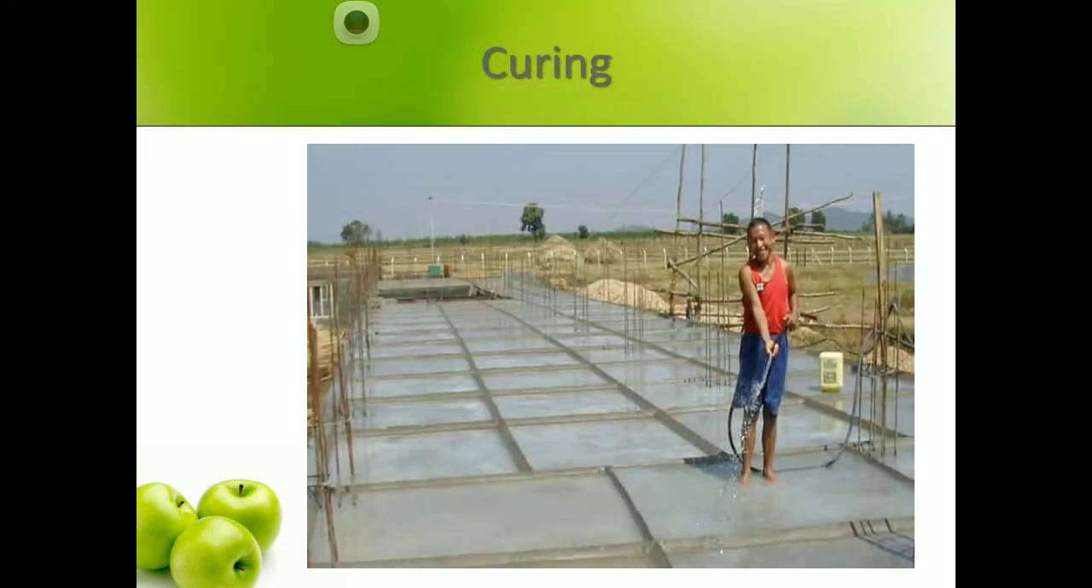You can see in the picture, the person is curing the slab. Once the slab is cast, it is divided into small squares so that the water remains constant for at least 24 hours, so that the concrete is cured properly.